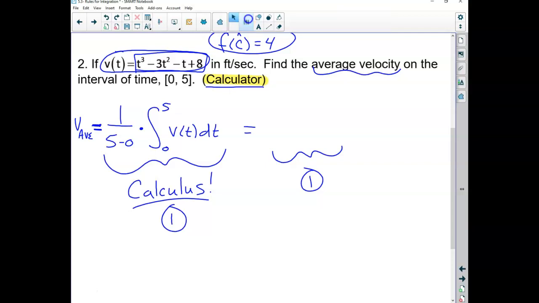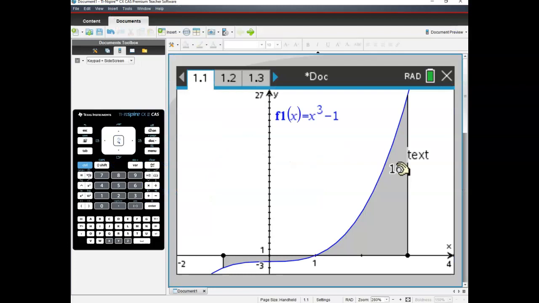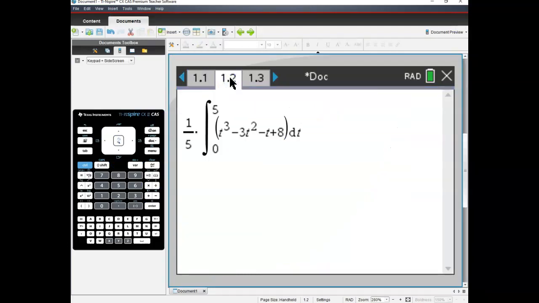So what we're going to do is go to our calculator and find that average velocity, and I got it plugged in already.